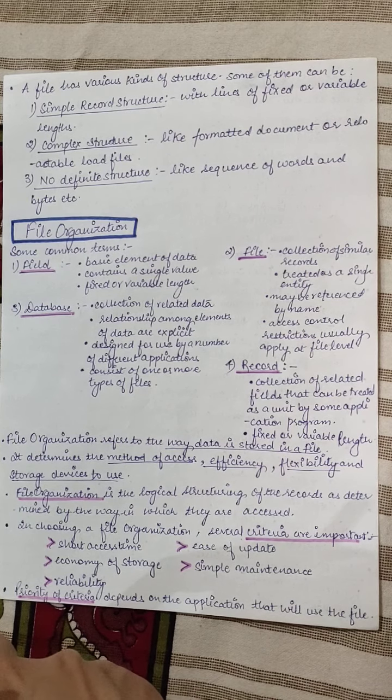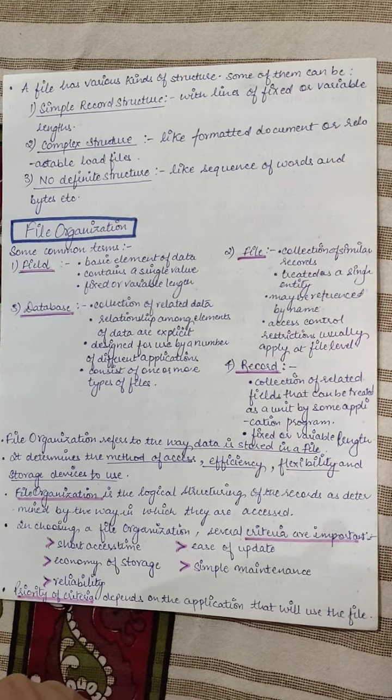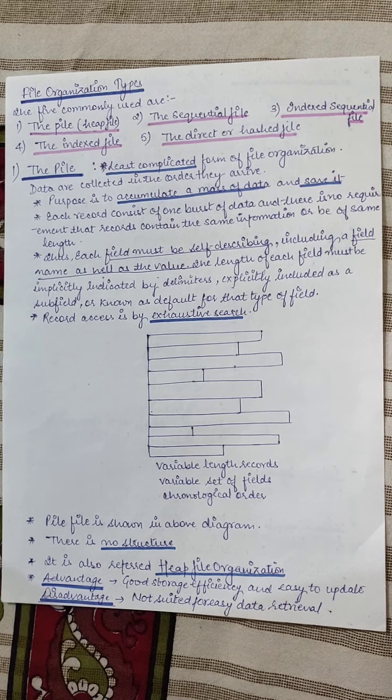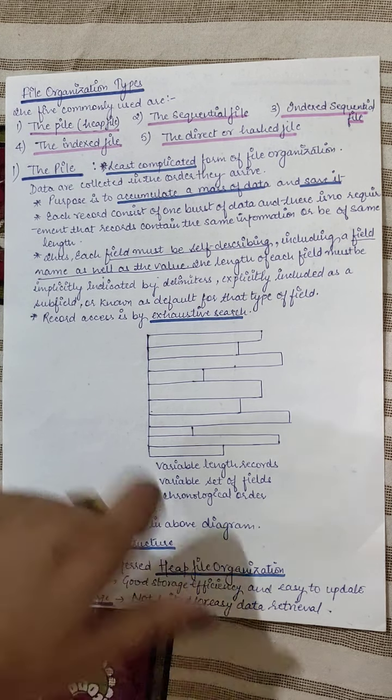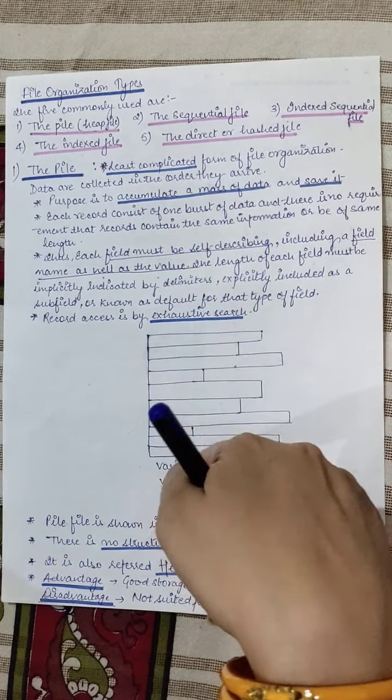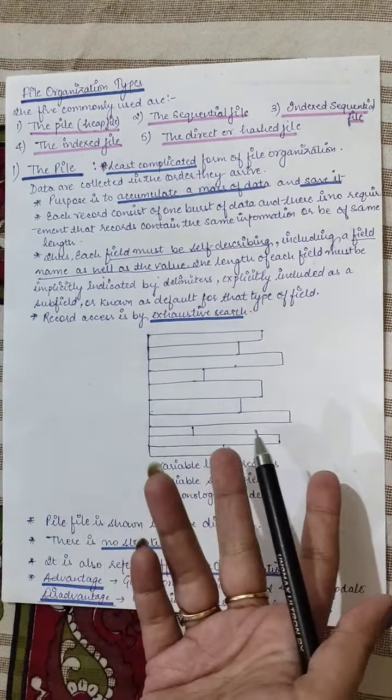So we'll be starting with the file organization types now. The first type of file organization we have is the pile or the heap organization. Alright, so we are here with the pile or the heap file organization, the first one, and it is the least complicated because, as you can see in the diagram, there is no proper structure.